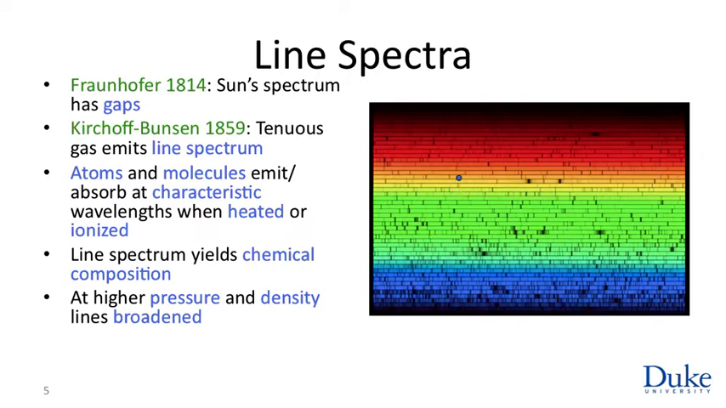And a few years later, Kirchhoff and Bunsen discover that if you heat a tenuous gas, a gas under low pressure and very low density, then the gas will glow if you either heat it by burning or ionize it by passing a current through it. When the gas is sufficiently tenuous, the light that it glows with is actually not blackbody spectrum, but only discrete spectral lines.